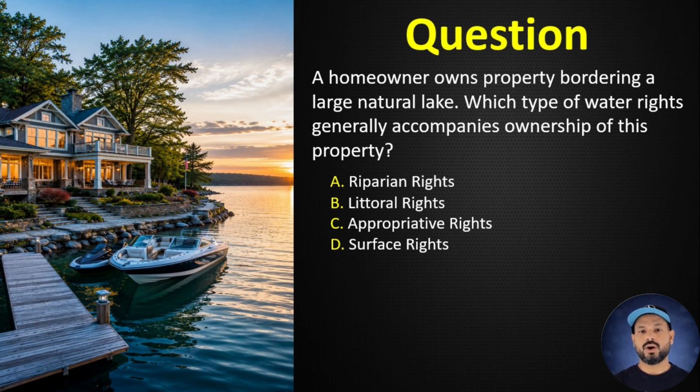Question number 41. A homeowner owns property bordering a large natural lake. Which type of water rights generally accompanies ownership of this property? A. Riparian rights. B. Littoral rights. C. Appropriative rights. D. Surface rights. Correct answer, B. Littoral rights. Littoral rights generally apply to land bordering lakes, seas, and oceans.